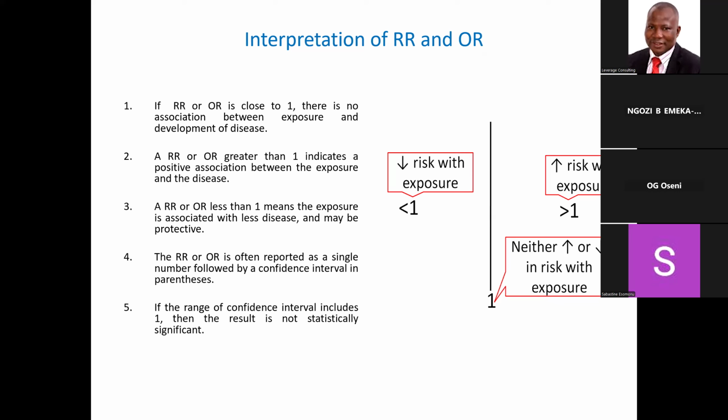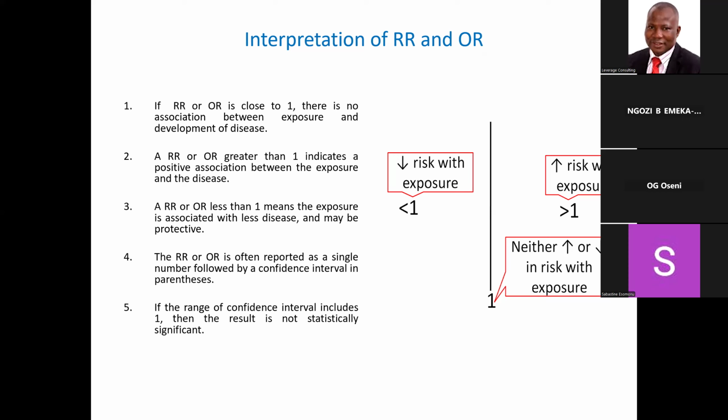Having the value of relative risk and odds ratio does not actually mean that there is an association between the two variables, between the exposure and the outcome, between the risk factor and the disease. It doesn't really mean that. So how do we judge association? That I think we'll be looking at today. So let's first of all revise the interpretation.